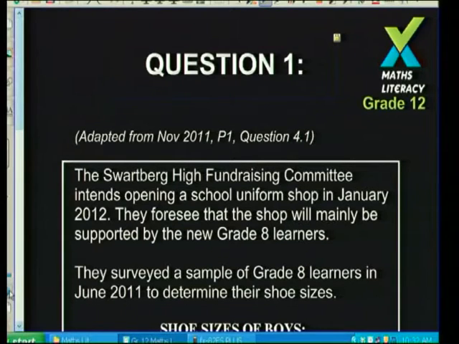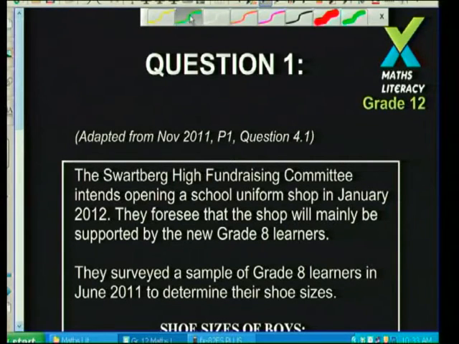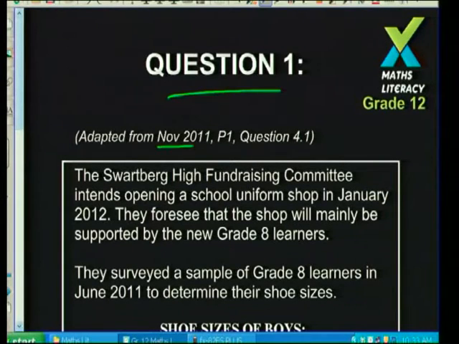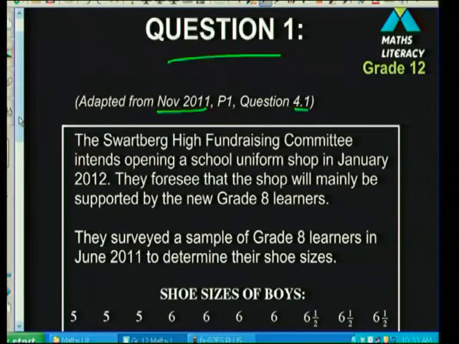I think the best thing for us to do is to actually go ahead and do some questions. So let's see what we have. Question one, let me get a pen. Question one is adapted from the November 2011 paper 1, question 4.1. So we're going to read all the information and then answer the question.